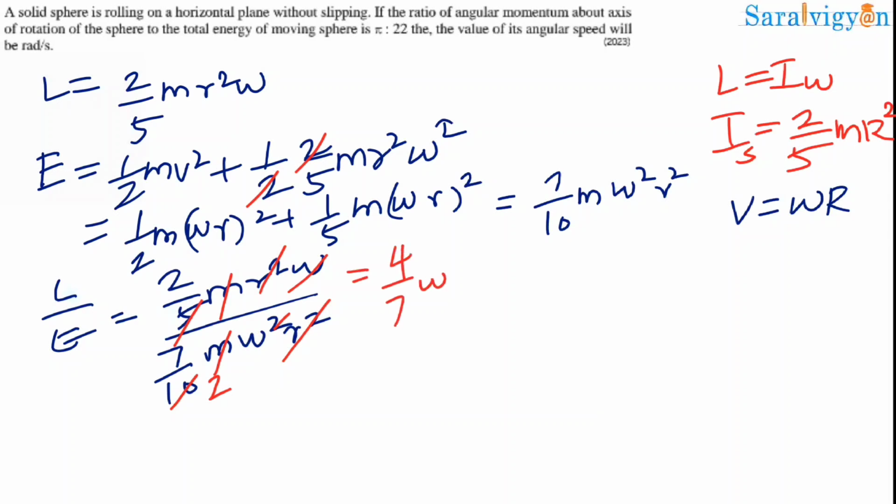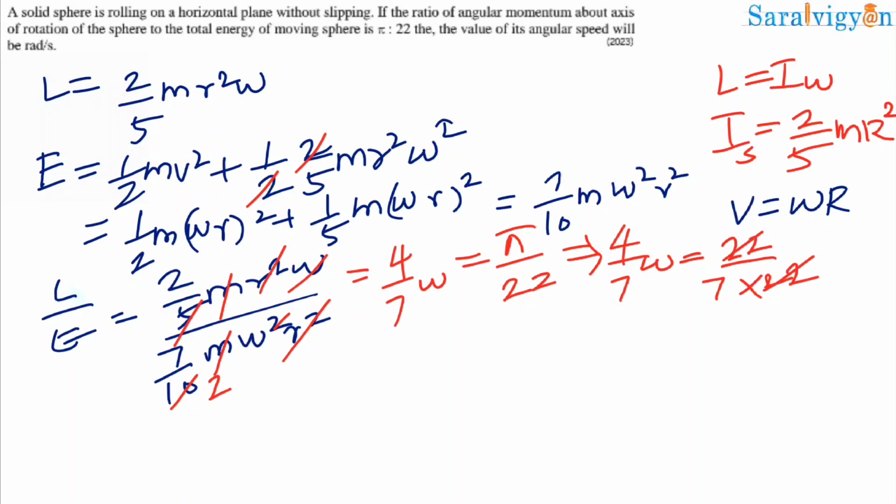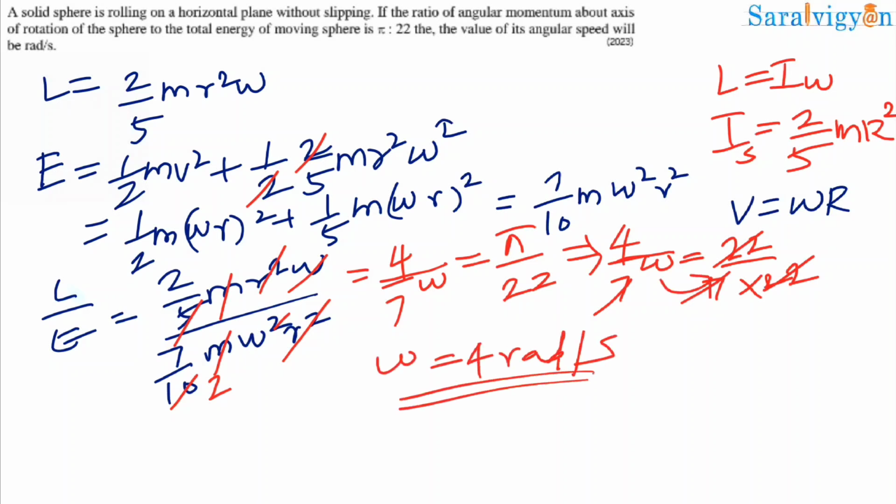And we're also given that this answer is equal to pi by 22, which is given in the question. So here we have it equal to pi by 22. We know pi value is 22 by 7, so we have 4 by 7 omega is equal to 22 by 7 into 22. Cancel 22 over here, and 7 and 7 on both sides. And now we can take omega to the other side, so omega is equal to 4 rad per second, which is our answer.